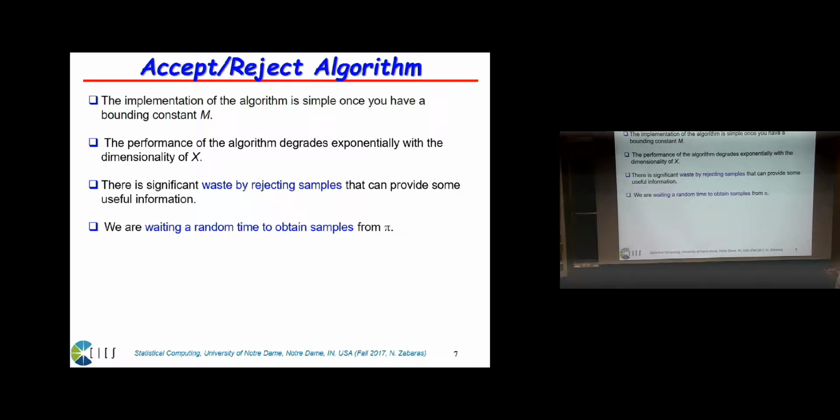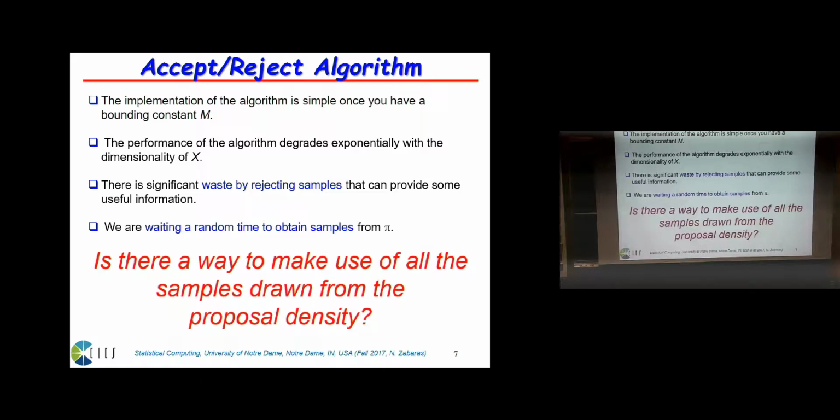So the issue we discussed is that we're wasting a lot of the samples. And we actually computed how many iterations in the algorithm we have to wait for a sample to be accepted, which I remind you, because it was a geometric distribution, was 1 over the probability of acceptance. And of course, we demonstrated that this method doesn't work in high dimensions. So we need to do better, at least in some aspects.